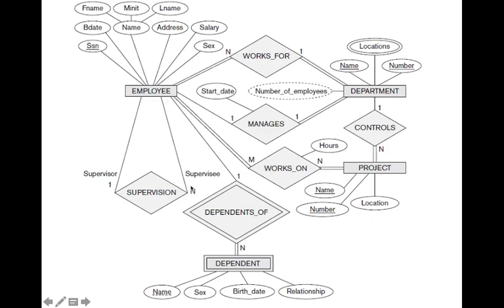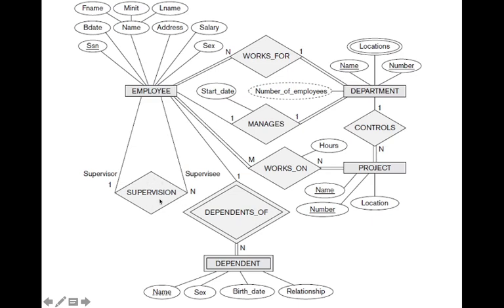What we have to do? We have to include in the N side. N side is employee itself. So in the N side, what we have to include? We have to include a foreign key. So we have to include a foreign key in employee itself. What should be the foreign key? The primary key of employee itself. So SSN should be included as foreign key also.